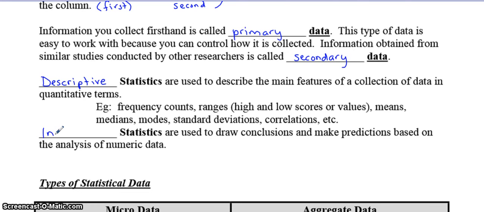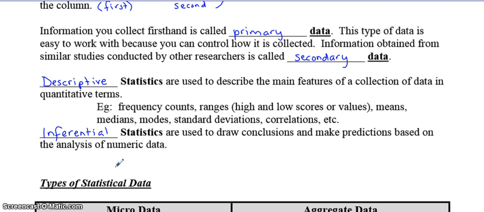Inferential statistics is when you make conclusions and make predictions based on the analysis of this numerical data. So that's the difference between descriptive and inferential.